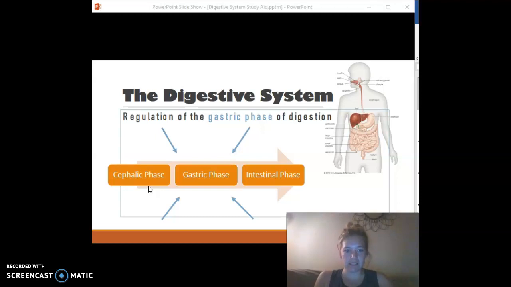So there are three phases of digestion. The first is cephalic, but we'll be focusing on the gastric phase, which is then followed by the intestinal phase. During each of these phases, there's a secretion of gastric juices that can be stimulated or inhibited. So this presentation is just going to focus on the gastric phase, and this is where 2/3 of these secretions occur.